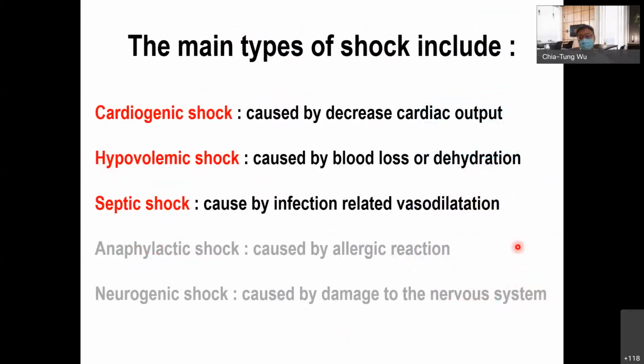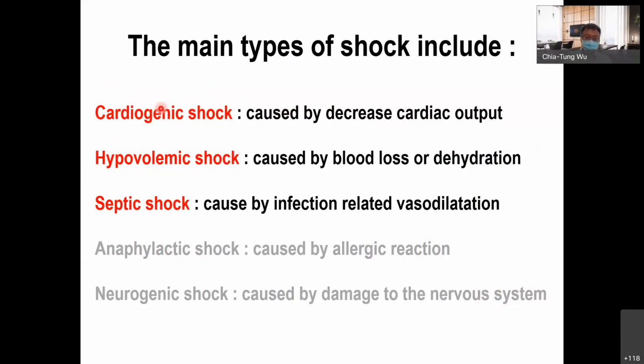Okay, so when you become a real doctor, you need to take care of shock patients. When you face a shock patient, first of all, you need to know the etiology, why the patient got shocked, because the management is quite different. The main types of shock include cardiogenic shock. That means, as I just talked about heart failure, your heart cannot pump out the blood. You got a myocardial infarction, a heart attack.